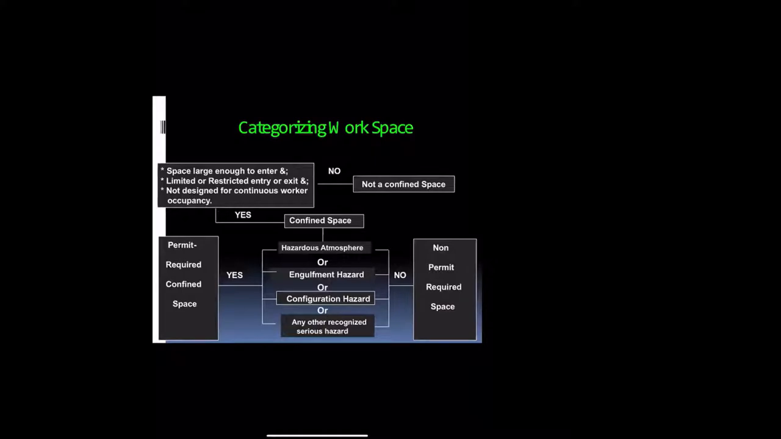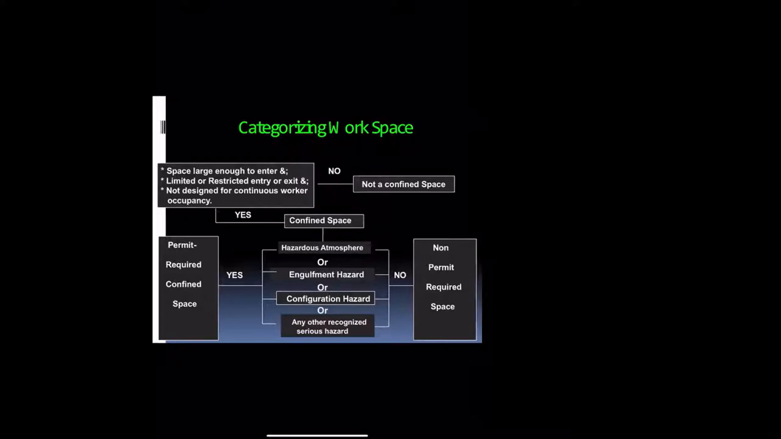So taking a look at this, this is similar to just a regular flow chart. But if you start at the top left box here, those are the same three definitions of a confined space. So again, you have to answer yes to all three. Is it large enough for you to enter? Does it have limited or restricted means in and out? And is it not designed for continuous occupancy? If I said yes, yes, yes, I'm calling it a confined space. If I said no, it's not a confined space, right?